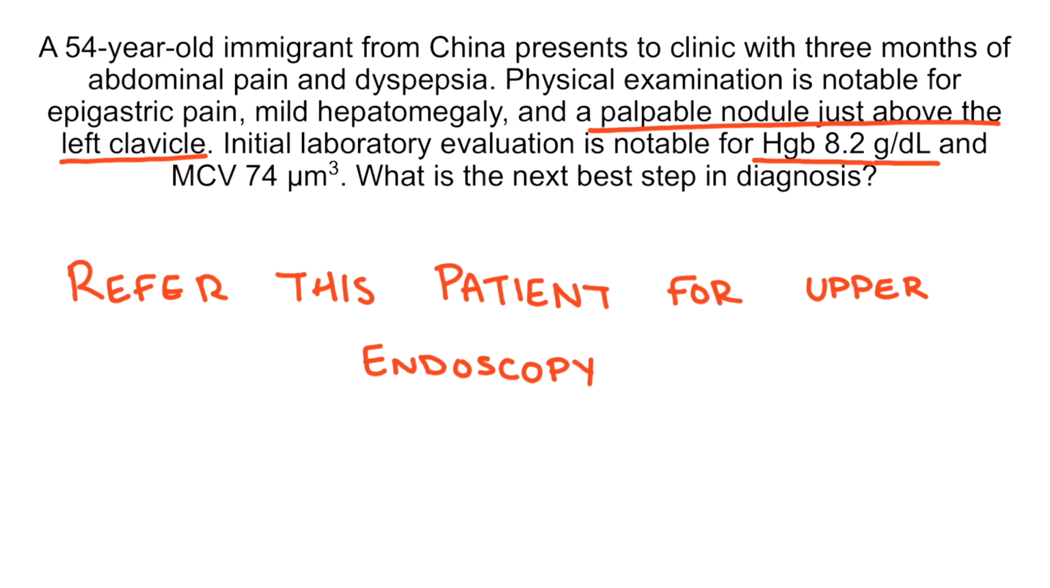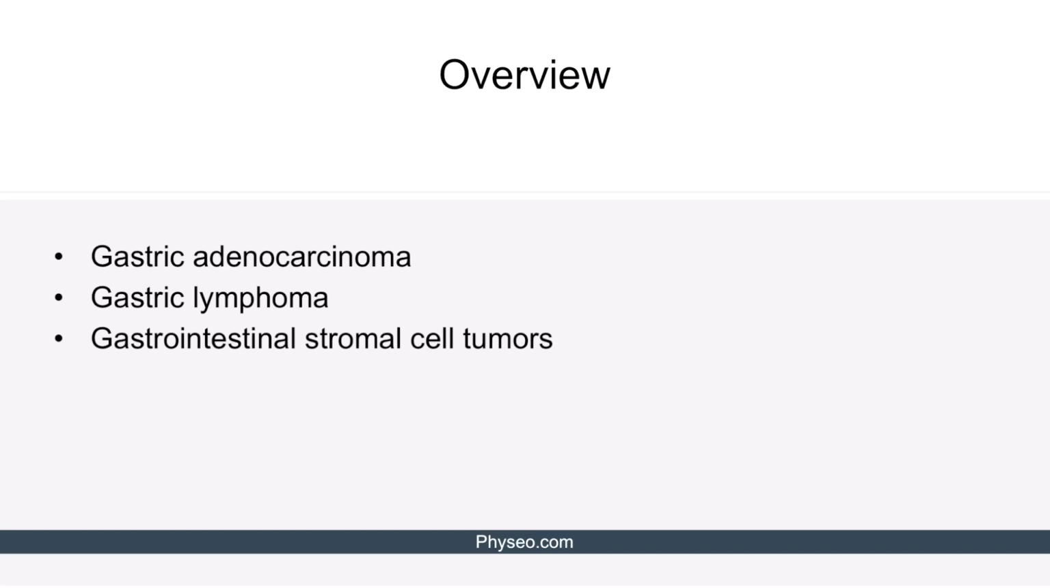Additionally, findings of epigastric pain in conjunction with mild hepatomegaly and the Virchow node should always prompt suspicion of gastric cancer. Lastly, findings of a microcytic anemia on initial laboratory evaluation are also highly suspicious of and consistent with a diagnosis of gastric cancer. Hence, this patient needs to undergo endoscopy and all suspicious lesions must be biopsied and sent for analysis. Now that we have covered gastric adenocarcinoma, let's move on to gastric lymphoma.